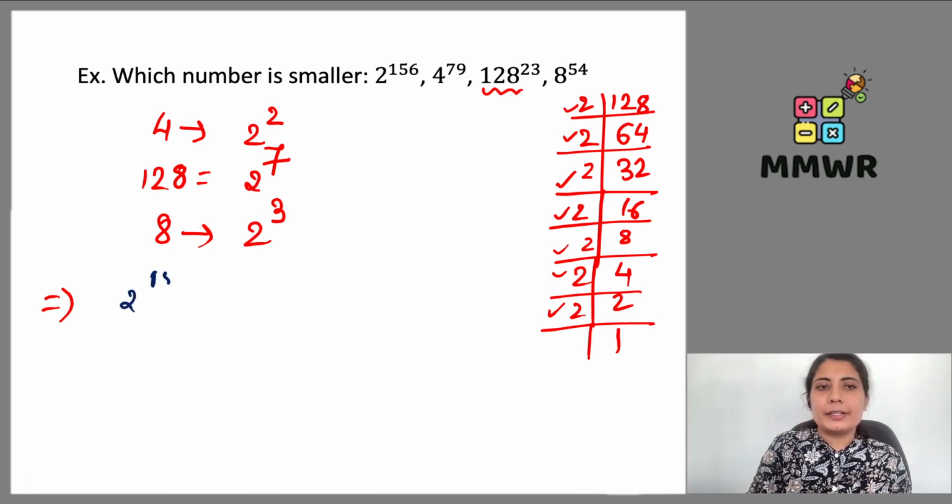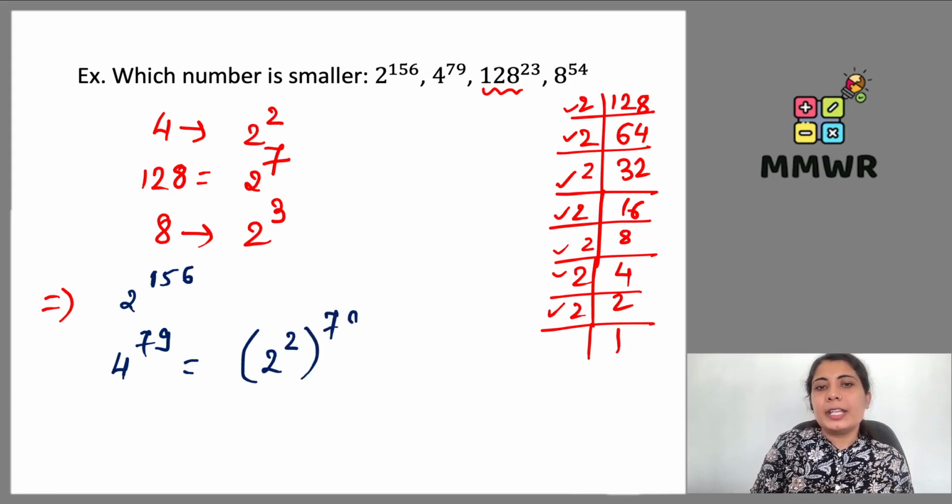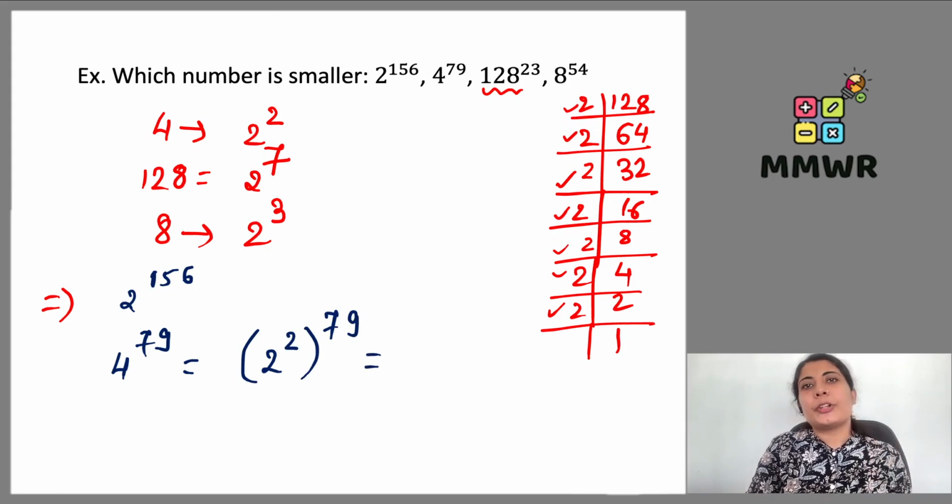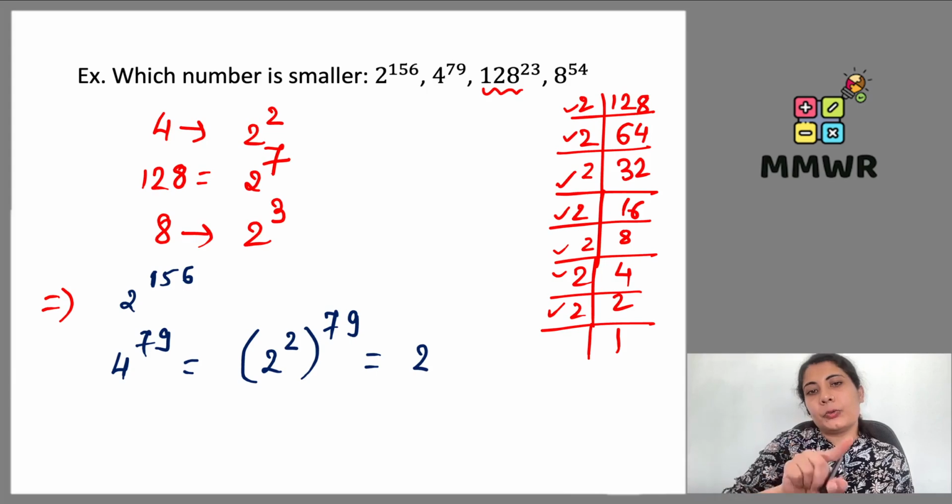2 to the power 156. That is the first one. 4 to the power 79. Now the base is 4, which is 2 squared, and it also has the power 79. So 2 to the power 2 and the whole power 79. So this becomes 2 to the power 2 and 79.